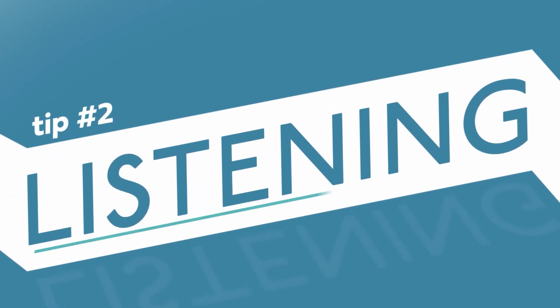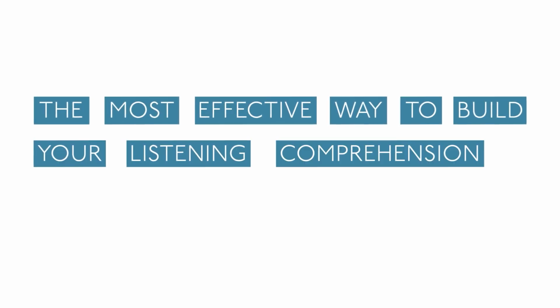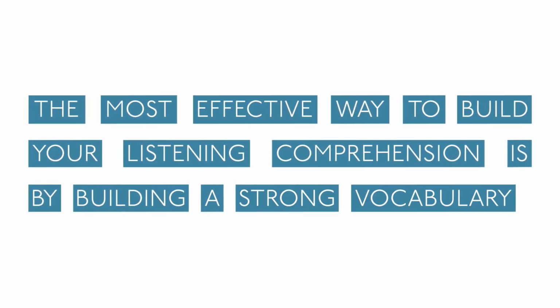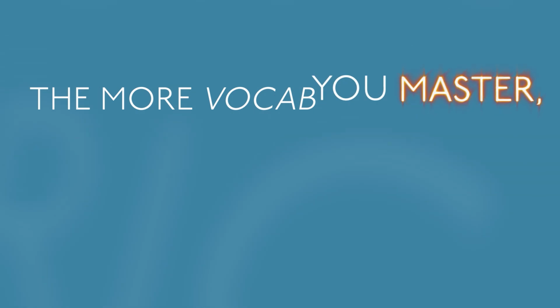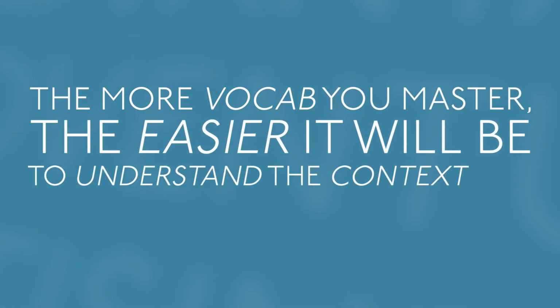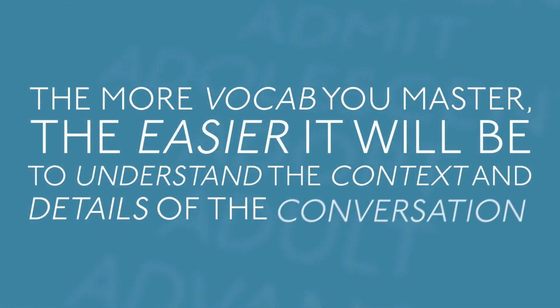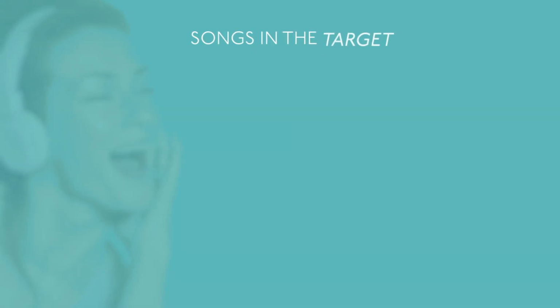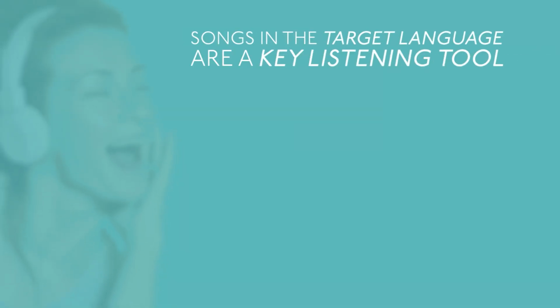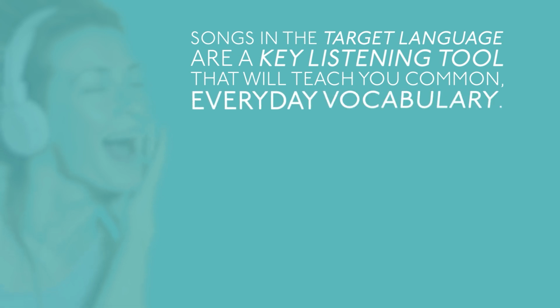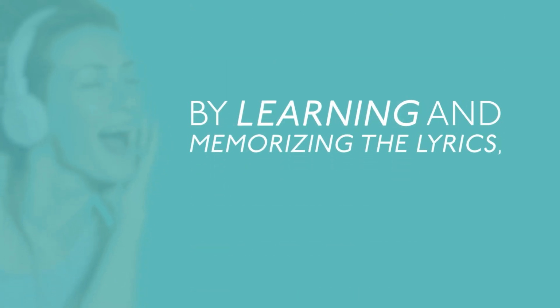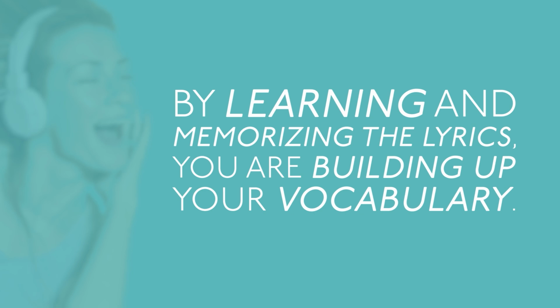Tip number 2. Listening. The most effective way to build your listening comprehension is by building a strong vocabulary. The more vocab you master, the easier it will be to understand the context and details of the conversation. Songs in the target language are a key listening tool that will teach you common, everyday vocabulary. By learning and memorizing the lyrics, you're building up your vocabulary.